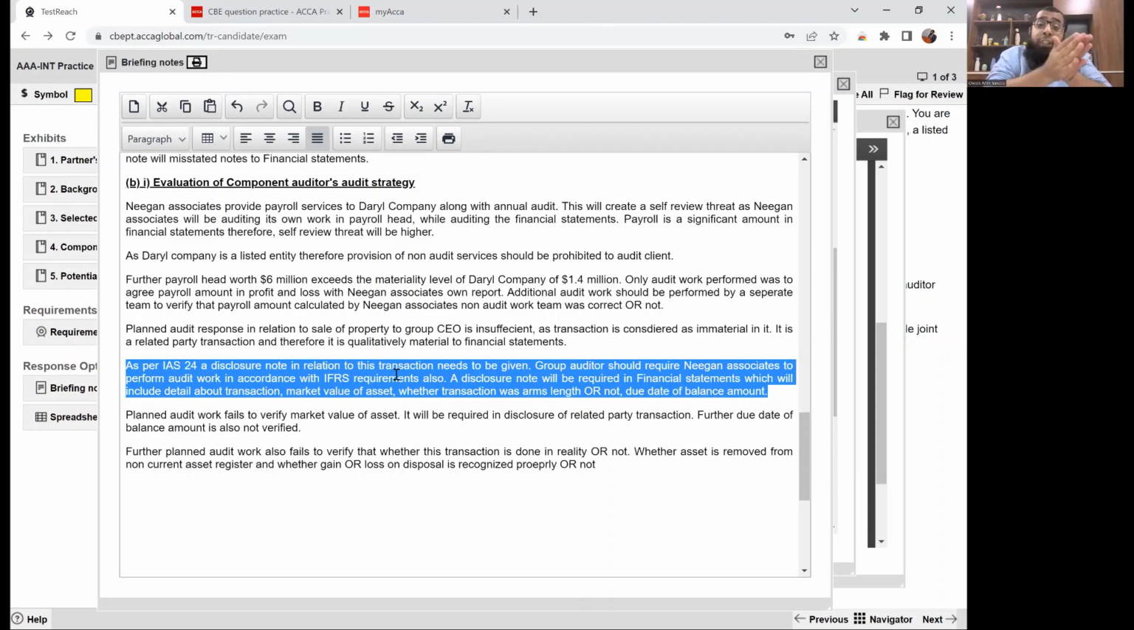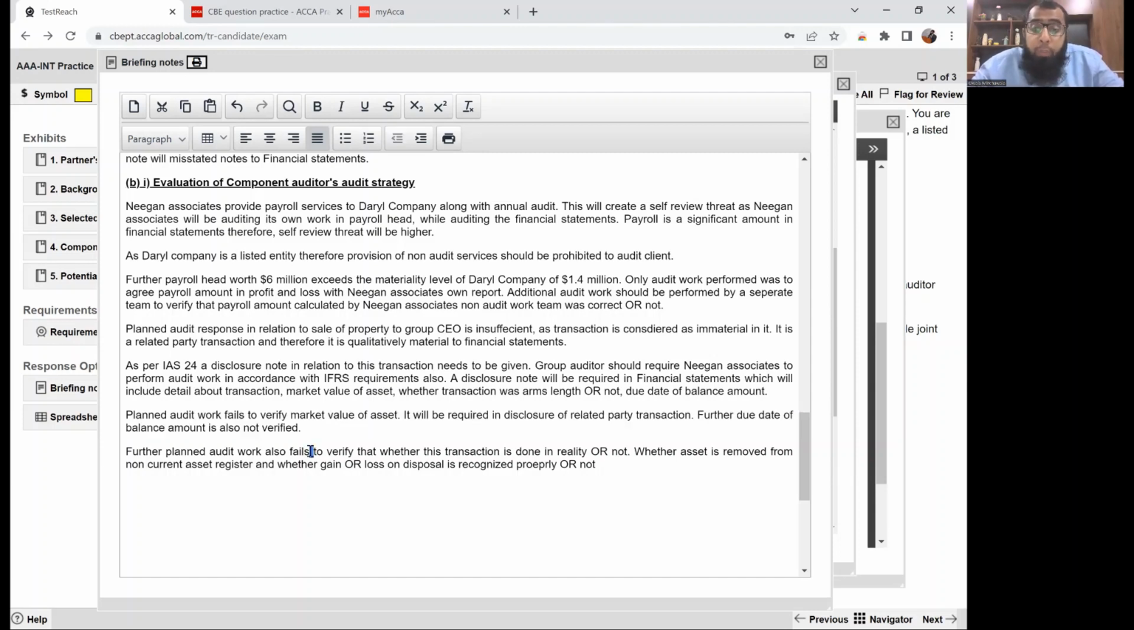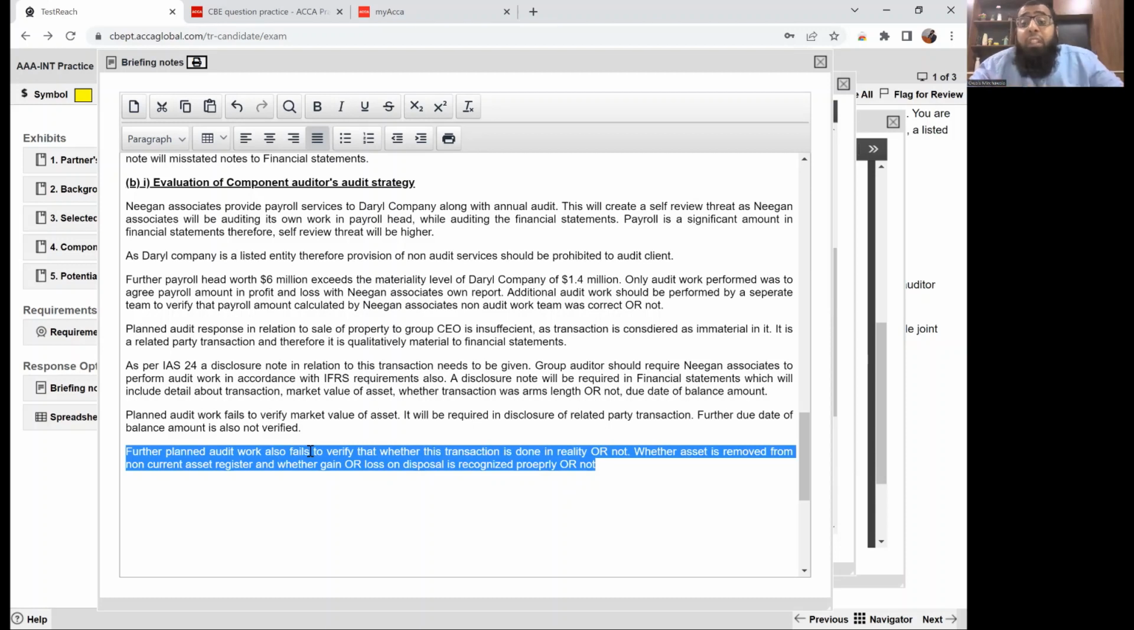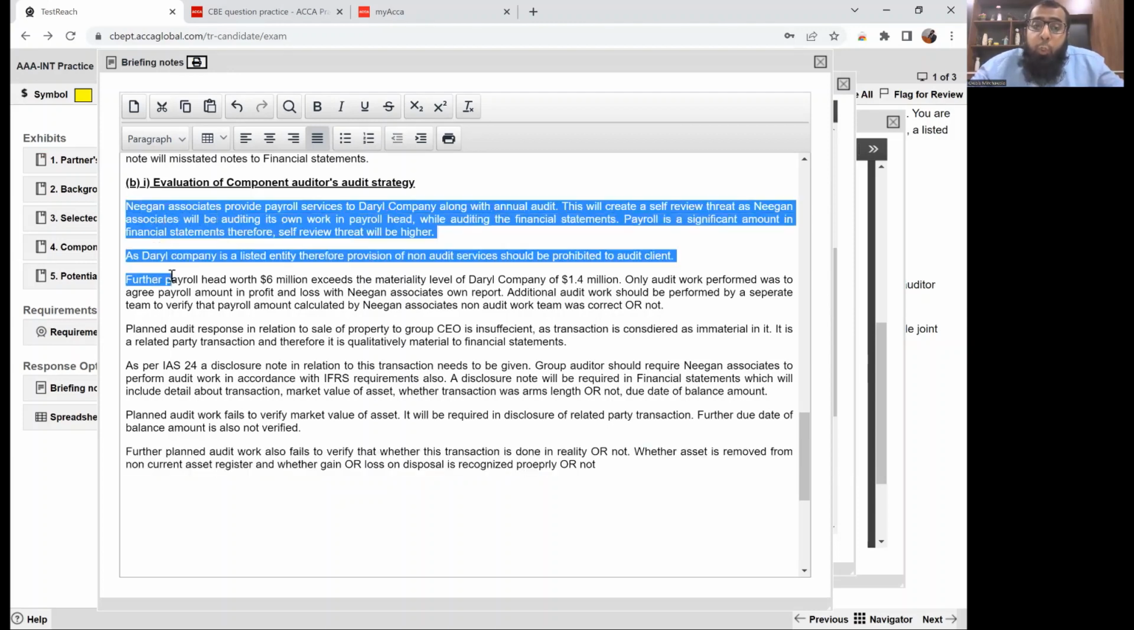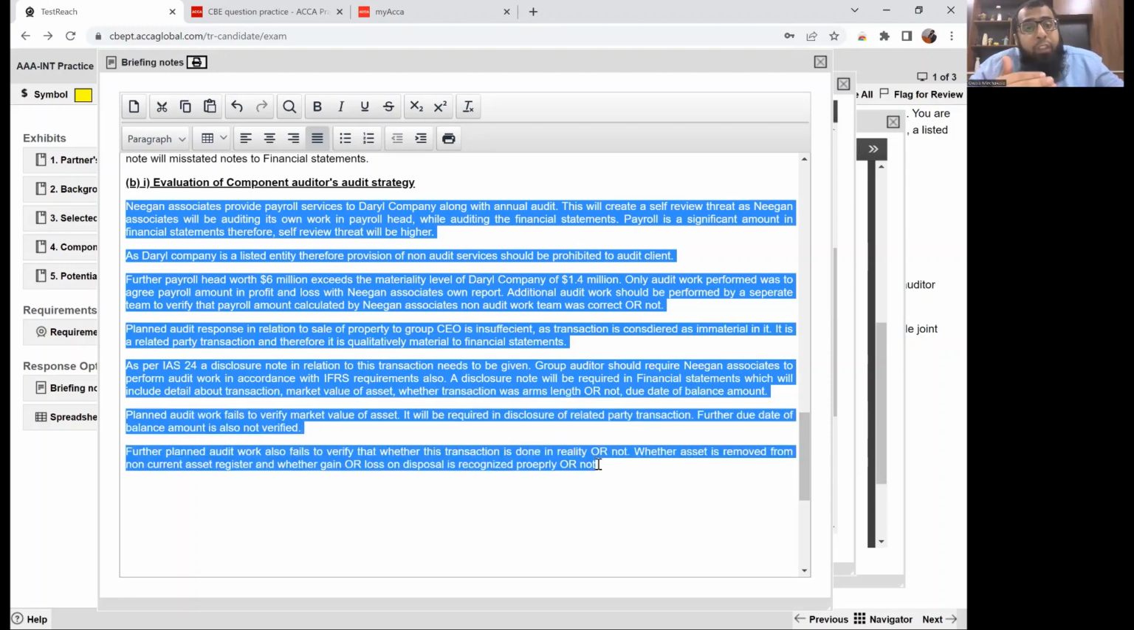So the component auditor should think about the group audit work also. The group auditor will require him to do it. Then the market value of the asset and the balance date, nothing was verified. Okay, audit work also fails to consider whether the transaction is done in reality or not, whether the asset has moved out physically, whether it has been removed from the non-current asset register or not. So 1 mark for each point. We evaluated the strategy 1, 2, 3, 4, 5, 6, and 7. 1 mark for each of the evaluation, that is, what were the errors in the planned audit work.